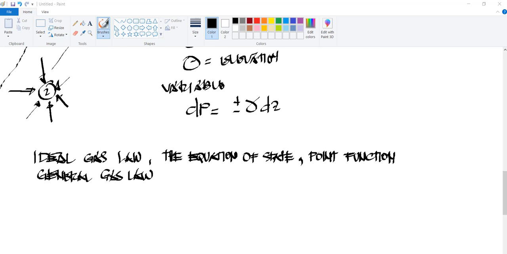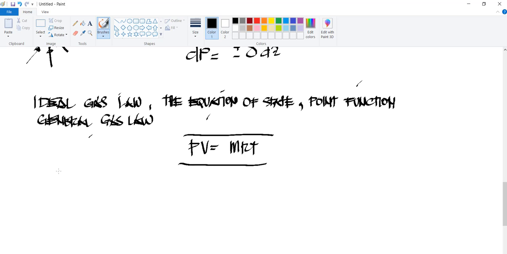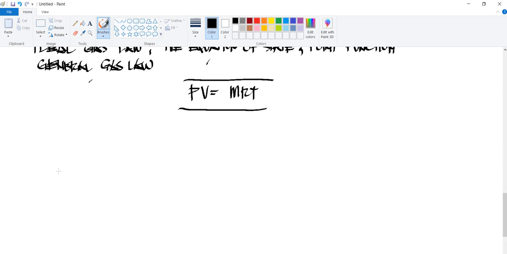So let's go to the ideal gas law, or the equation of state, the point function, and it can also be called the general gas law. Those terms are used to describe the equation PV = mRT, the ideal gas law. Sometimes it is called the equation of state or the point function, and sometimes it's also called the general gas law.